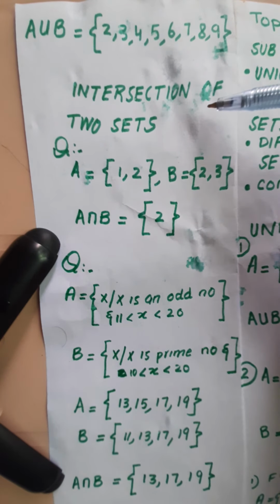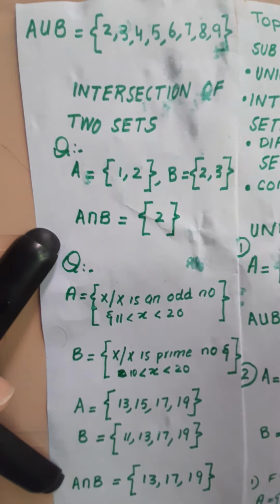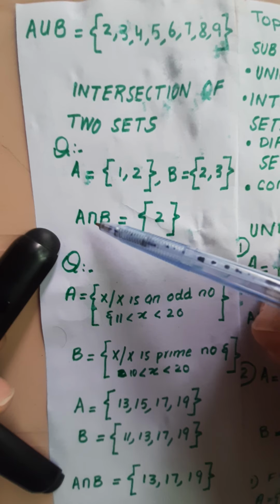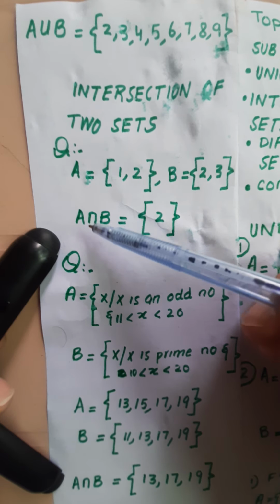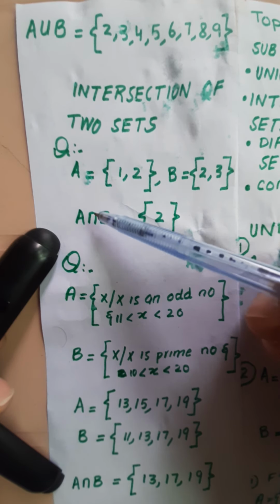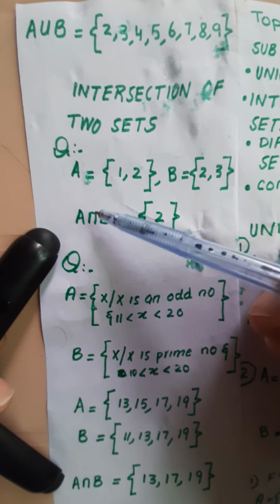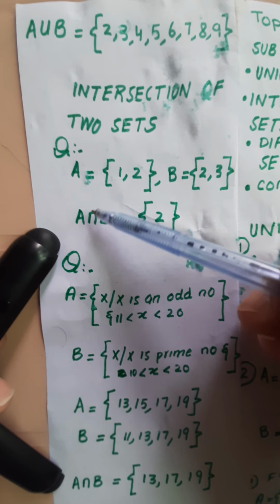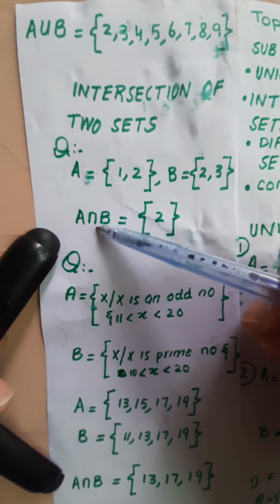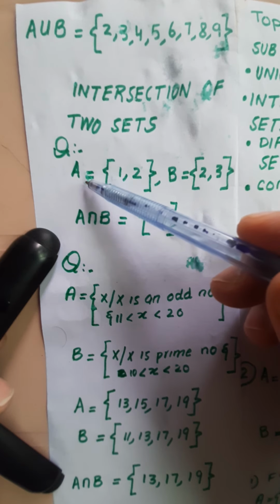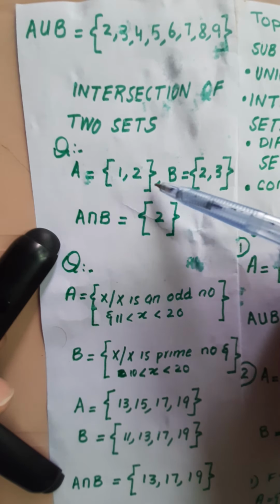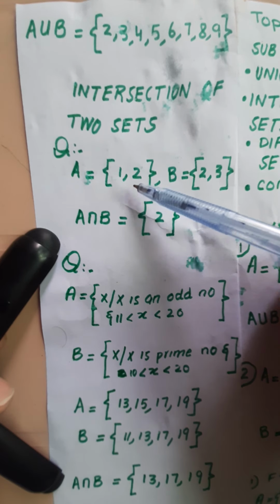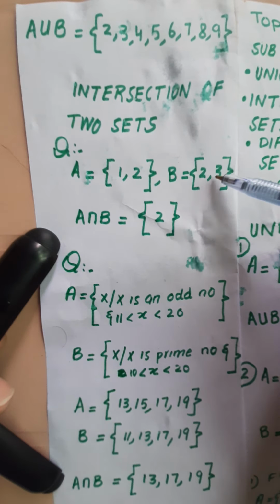The next concept is intersection of two sets. Now, intersection of two sets is represented by this symbol ∩, that is more like an inverse of U, or sometimes it may be called a symbol like n, but this is the symbol for intersection. If we have a set A and a set B, A has the elements 1, 2, and B has the elements 2, 3.